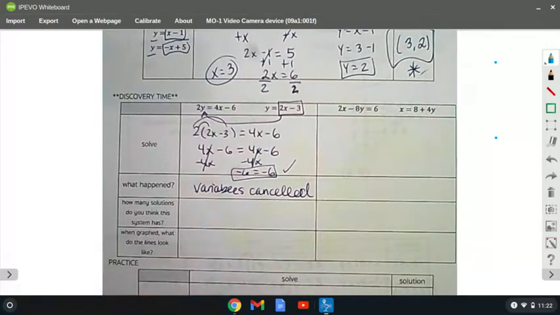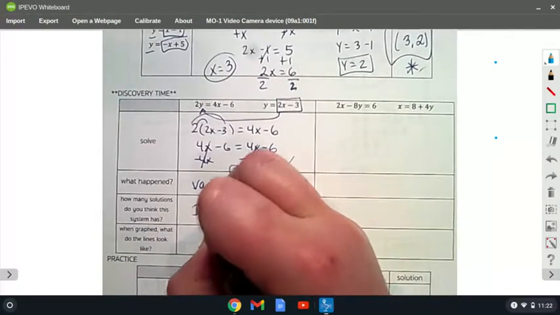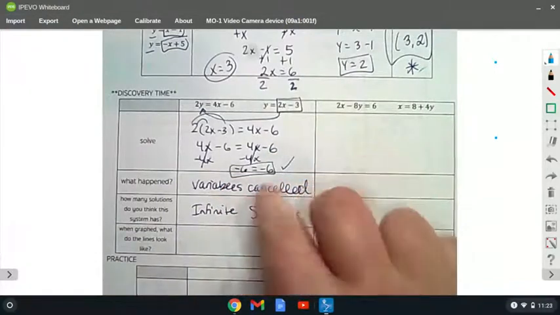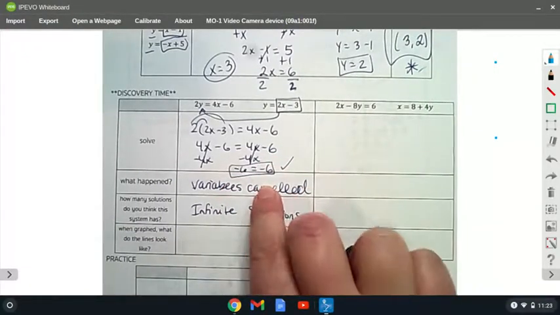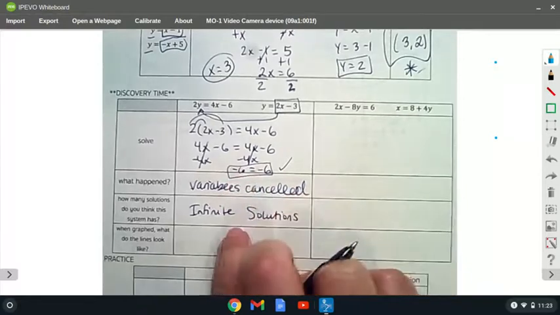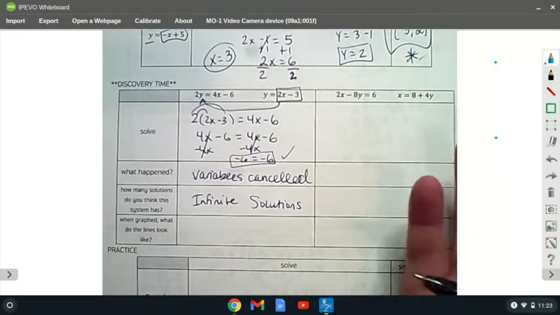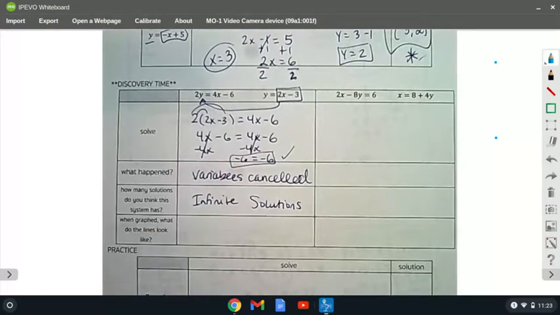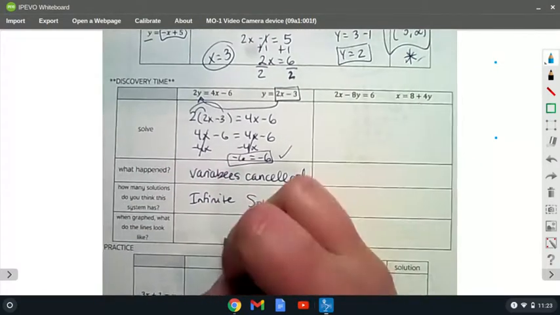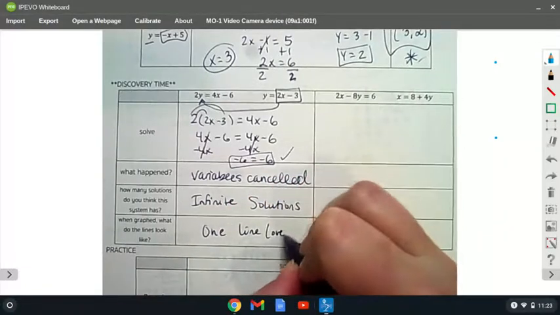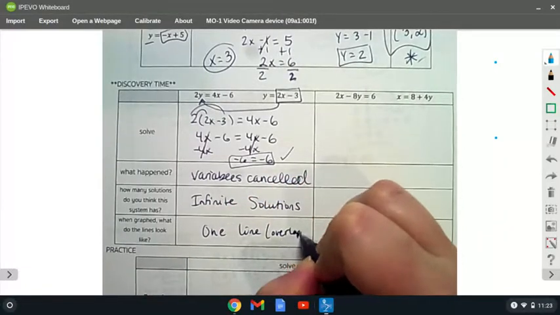So how many solutions does this have? This has infinite solutions. If you end up in substitution canceling out your variables and getting a true statement, it's infinite solutions. When graphed, what does infinite solutions look like? So think back to a week ago when we did graphing. That looks like one line overlapping.